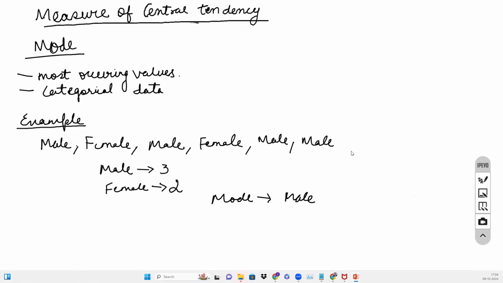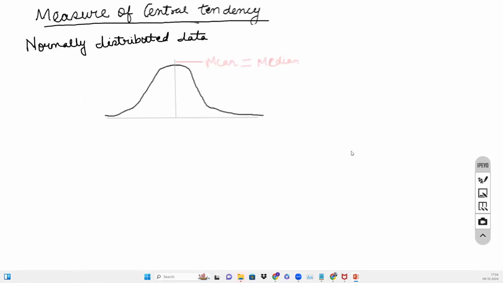in a particular categorical data. Now, when we're talking about measures of central tendency, it's always important to understand whether the data is normally distributed or has some kind of skewness. Normally distributed data is a perfectly bell-shaped curve. You can see this side and this side are the same. It's perfect, and here the mean is equal to the median. So when data is normally distributed, we can use either mean or median as a measurement for summarization purposes.